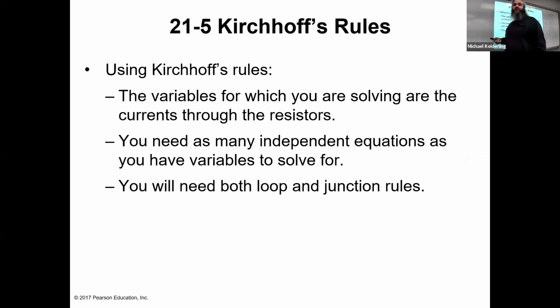So using Kirchhoff's rules, the variables you're solving for are the currents through the resistors. So you'll have a set of currents. And you need as many independent equations as you have variables to solve for. And you will always need both loop and junction rules. So usually you need like one junction and enough loops to solve for enough variables, or it depends. But you always need both loop and junction rules. You cannot do it with only one or the other.